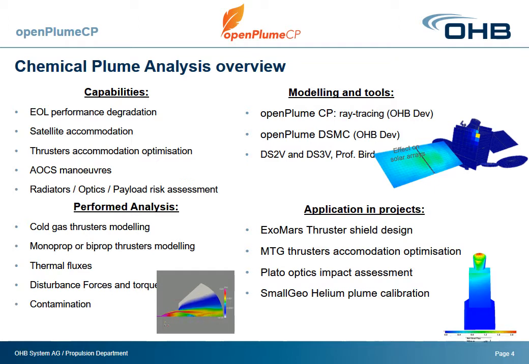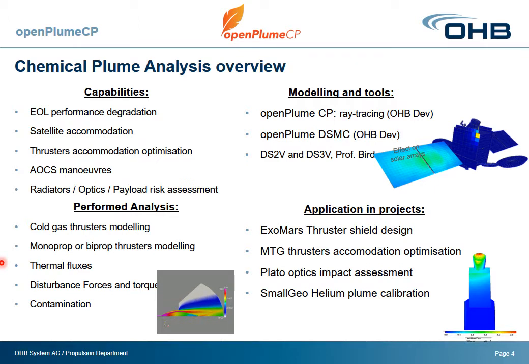In this slide you can see it's divided into 4 parts, which are the capabilities, what we could perform as analysis, the modeling tools existing, and the application to the projects. So the capabilities: the projects come to us and they need to know how to accommodate the thruster on the satellite and minimize its bad effects on the design. They want to know the end of life performance degradation due to the thruster firing, how we can accommodate the satellite and the thrusters in an optimized way, and what the impact on the AOCS maneuvers is. Of course, one of the most important parts is to check on the radiators, optics, and payloads, all of these sensitive components, as I showed earlier, the risk assessment in terms of the performance loss.